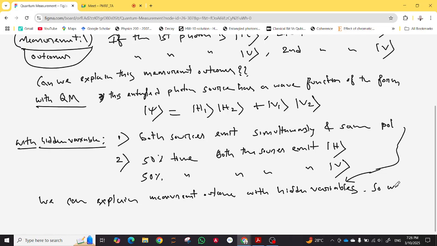So we may not need the wave function or quantum mechanics. We may not need quantum mechanics to explain these measurement outcomes, right?